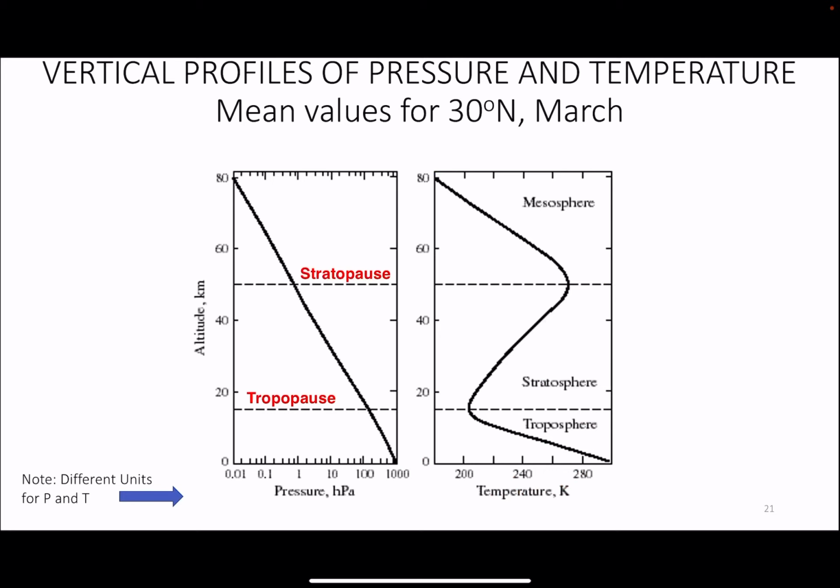Pressure is highest at the surface, and this is a log scale on the x-axis here, and pressure rapidly declines as you go up in altitude. That's primarily because when you're on the surface of the Earth, you have the weight of the entire atmosphere sitting on your head, and so pressure is highest. If you were to take an imaginary elevator up to, let's say, the middle of the stratosphere, you've got a lot less atmosphere sitting on top of you, and so pressure is a lot lower.